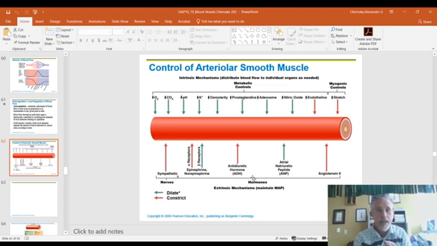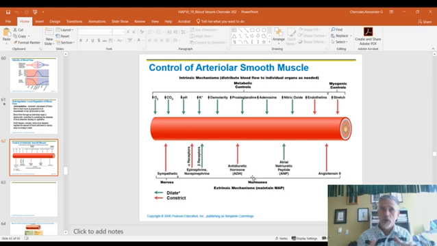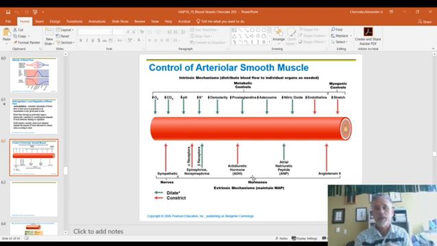So a drop in oxygen is going to increase blood flow. An increase in carbon dioxide, because that tissue is very active, that's going to increase blood flow. A drop in pH, whether it's due to lactic acid or not, shows that there is an increase in activity of the tissue, so we need to increase blood flow to it.